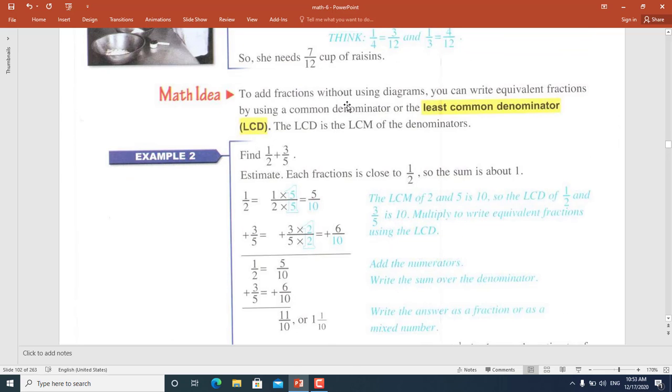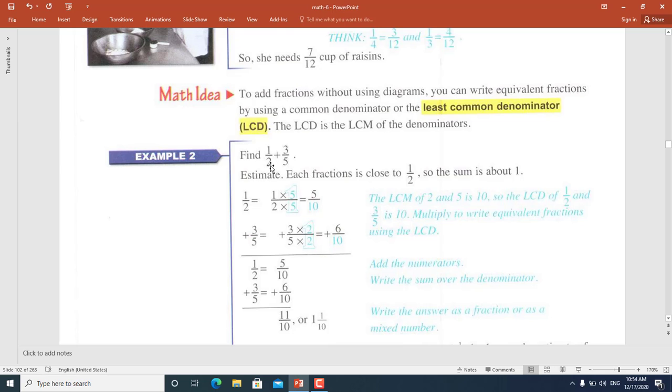To add fractions without using diagrams, you can write equivalent fractions by using a common denominator or the least common denominator. The least common denominator is the least common multiple of the denominators. So here we have 1 over 2 plus 3 over 5. First we try to make the denominators the same, because you can't add the denominators. We just add the parts, so we just add the numerators.